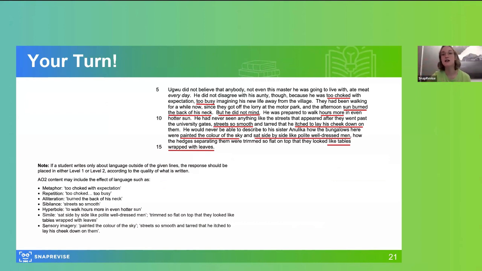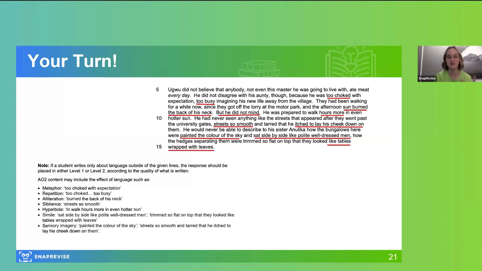So too choked, too busy, sun burned the back of his neck. He did not mind. And then in the marking criteria, it talks about what you may get an AO2 mark for. So again, the metaphor, too choked with expectation, repetition, too choked, too busy, alliteration, burned the back of his neck, the sibilance of the street so smooth, the hyperbole of to walk hours more even in hotter sun, simile, sat side by side like well-dressed polite men, trimmed so flat on top they looked like cables wrapped with leaves, and then also sensory imagery.